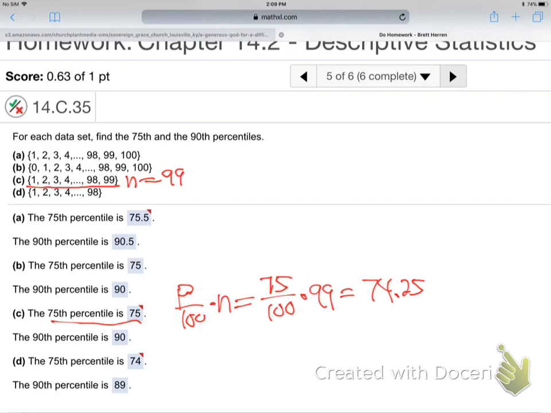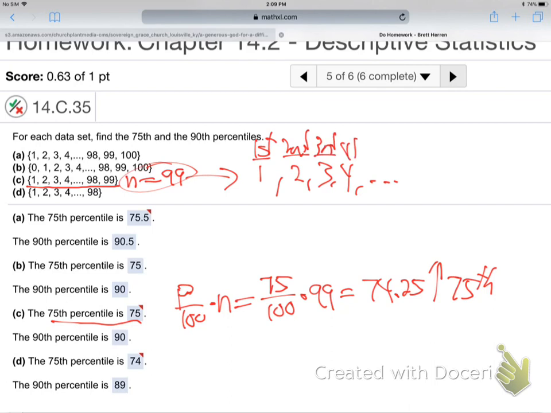How are we doing? Everybody good so far? 99 numbers, 74.25. What do I do with the decimal? Round it up. 75th number. So what's the 75th number? Well, let's look at the pattern. The numbers go 1, 2, 3, 4, etc. So the first number's 1, the second number's 2, the third number's 3, the fourth number's 4. What's the pattern? I want to find the 75th number. According to the pattern, it's just the same. See how these are just the same every time? It is 75. Is that good?